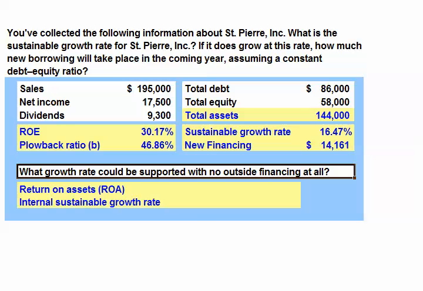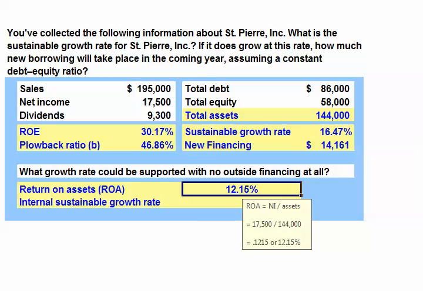To calculate this, we need to calculate our internal sustainable growth rate, which relies on our return on assets. Our return on assets is 12.15%. This is the $17,500 net income divided by our total assets of $144,000.